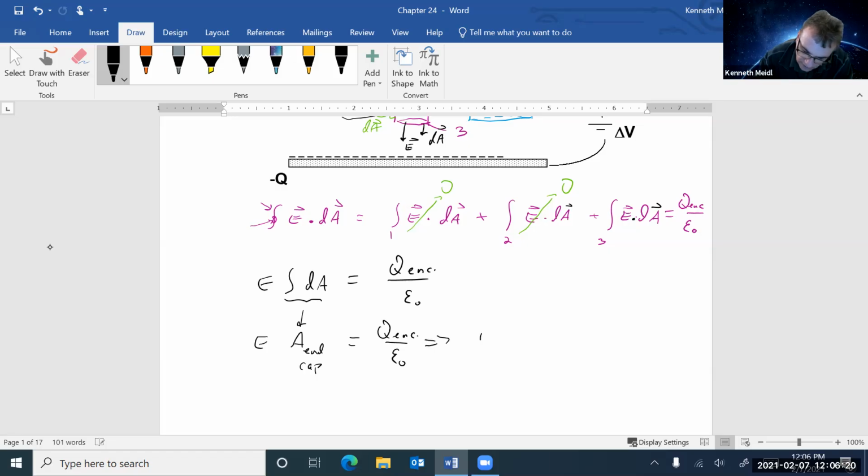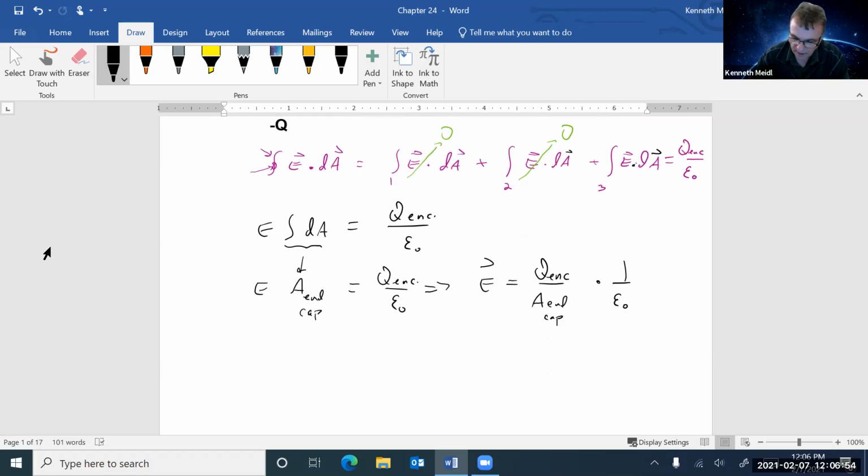And so, the electric field here is the charge that's enclosed in my Gaussian divided by the area of that end cap. And then I've got 1 over epsilon 0, the permittivity of free space, and the electric field is going from one side to the other side, and there's really nothing here that's getting in the way.